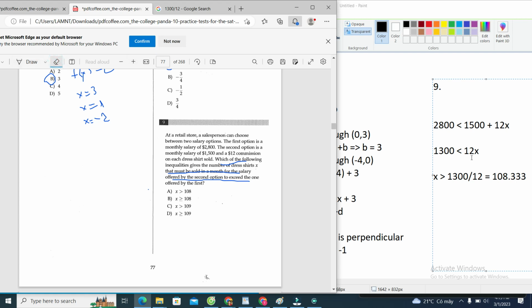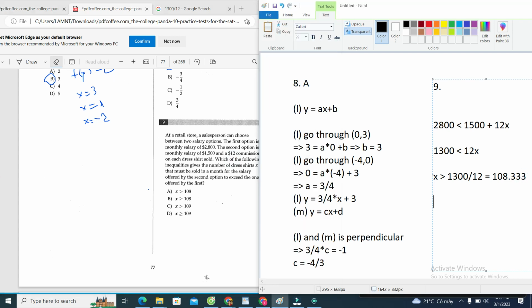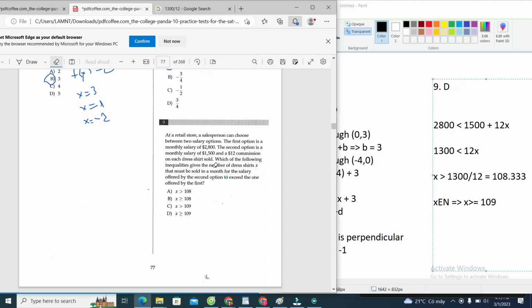Okay, so let's look. We know that x has to be greater than 108.3, but x is the number of shirts, right? So we know that x has to be an integer. An integer that exceeds 108.3 has to be at least 109, right? So the answer should be D.